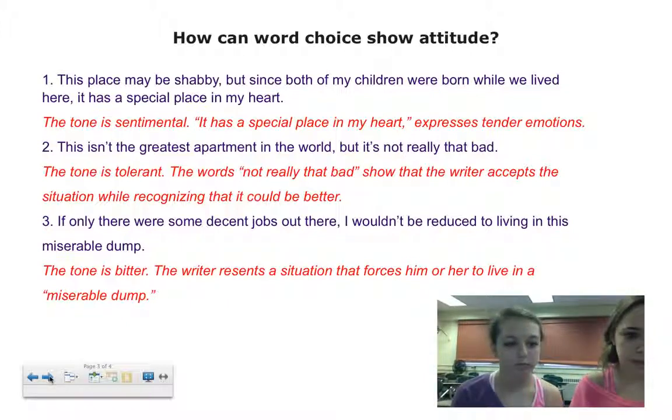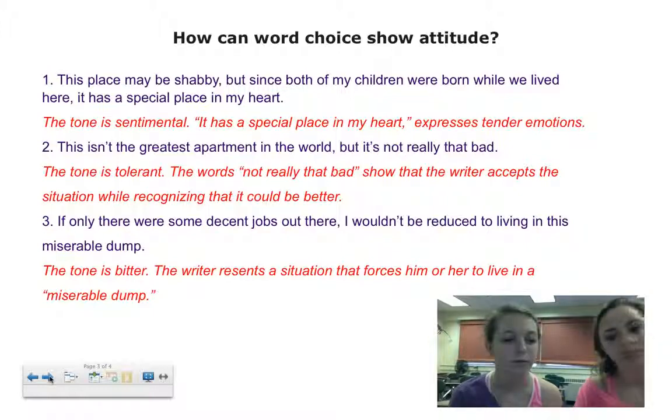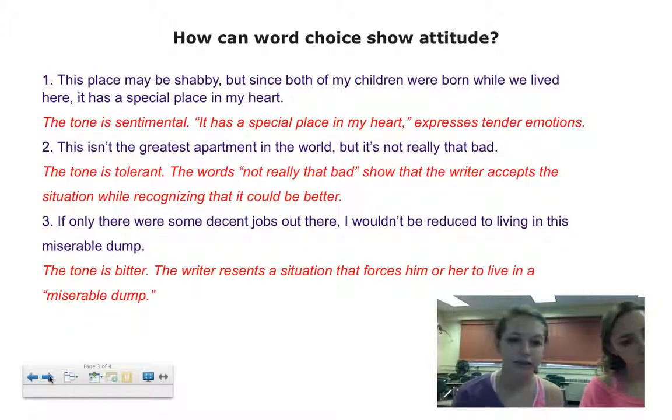Example 2. This isn't the greatest apartment in the world, but it's not really that bad. The tone is showing tolerance. If someone's annoying you, you're tolerating them, and the person who wrote this is tolerating their apartment. They're saying it's not really that bad, so they're recognizing that it could be better.